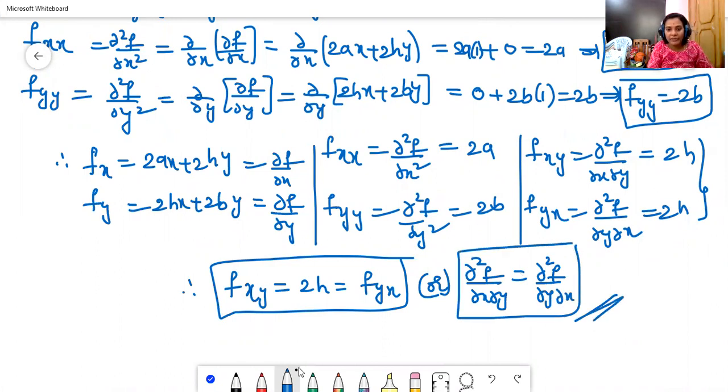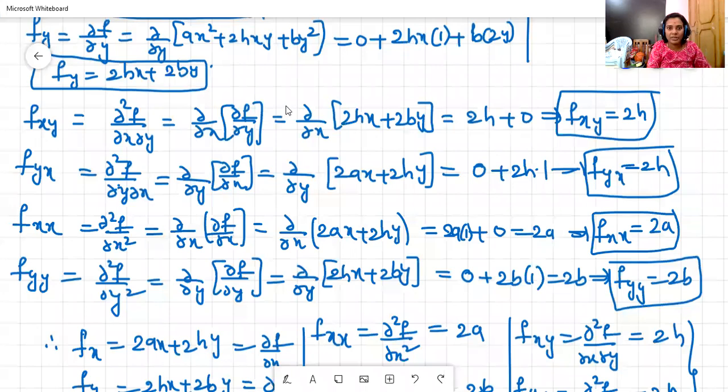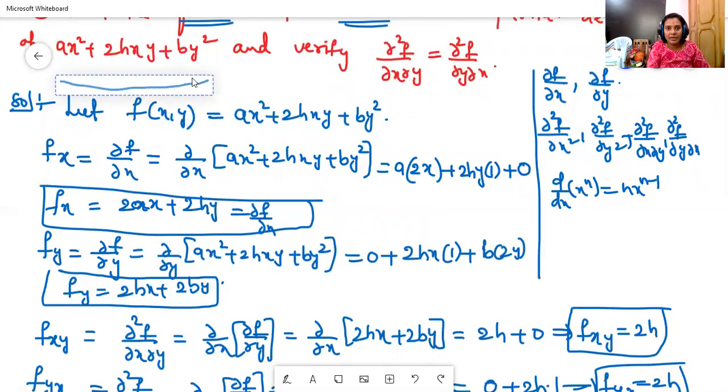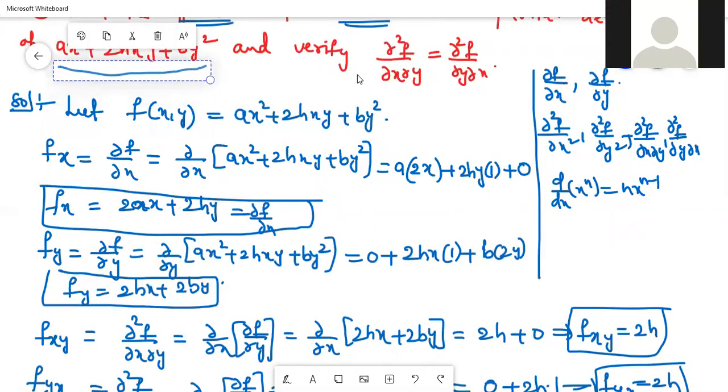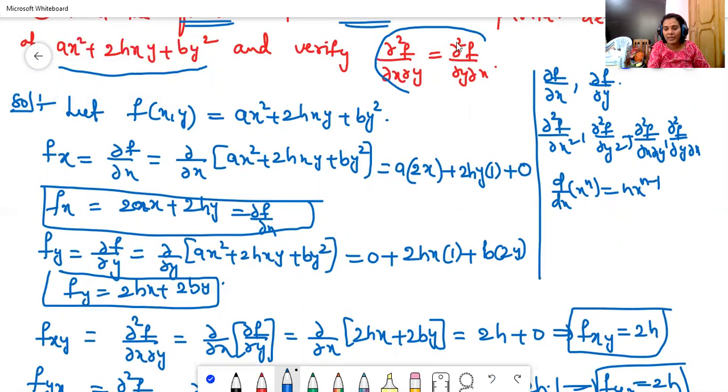This is the verification. You can read out the question again, and then you get the solution. Here, verify ∂²f/∂x∂y equals ∂²f/∂y∂x.